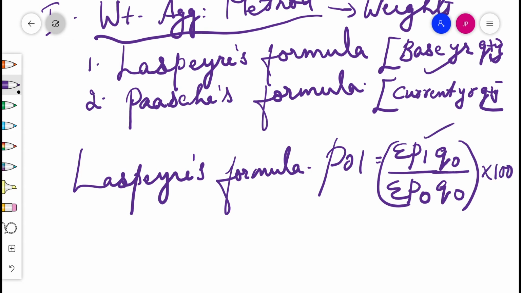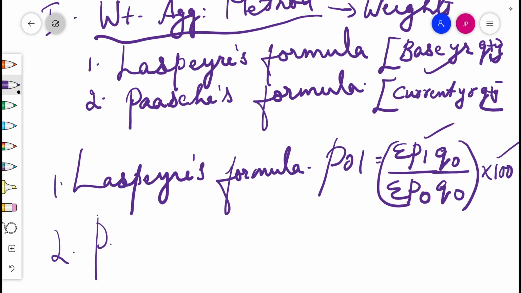So the steps are: first, calculate P1 into Q0 and add it. Then calculate P0 into Q0 multiplication, then add it. Then divide it, then multiply with 100. That's the way of doing it.